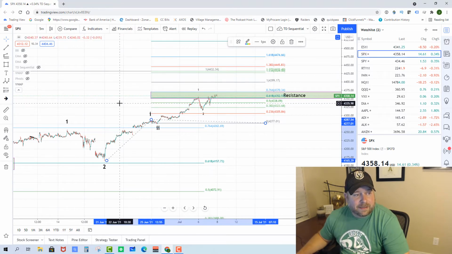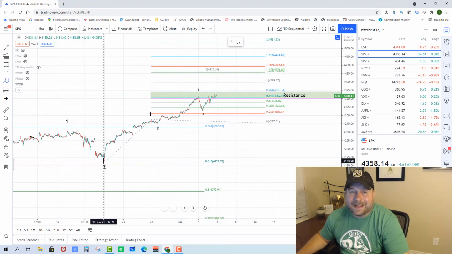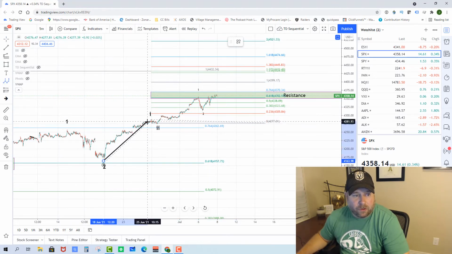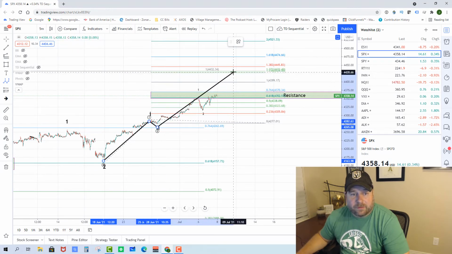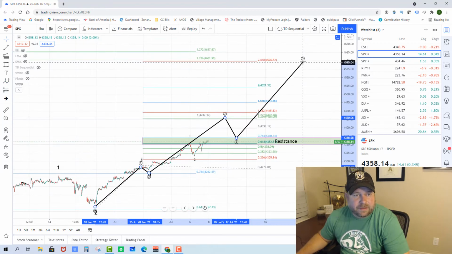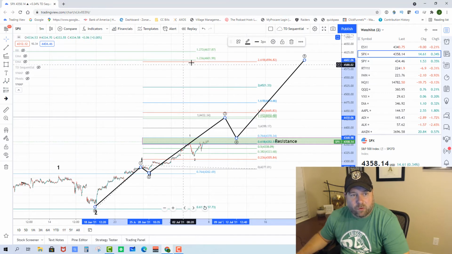Okay, so basically what you're looking at is a 5-wave structure that is inside of wave 3. So you go wave 1 up, wave 2 down, wave 3 up to the fib here, wave 4 down, and then wave 5 is going to actually target a different 1.236 fib at 4601.99.